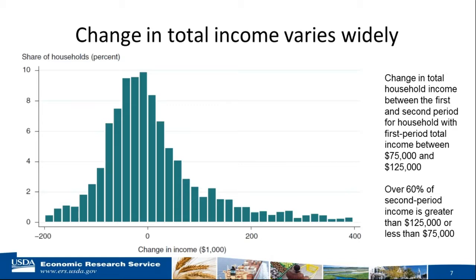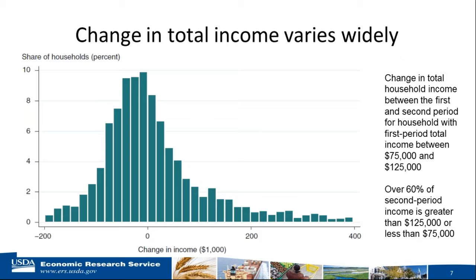So I'd like to show, before we get into the analysis of volatility, just some descriptive graphs of what farm household income looks like between the two periods. So we've matched two different surveys that went to the same farm household, and this is showing the change in income for households that earned between $75,000 and $125,000 in the first period.